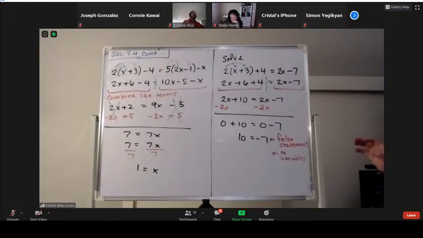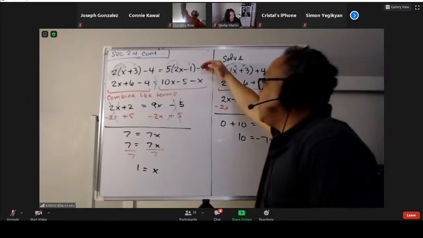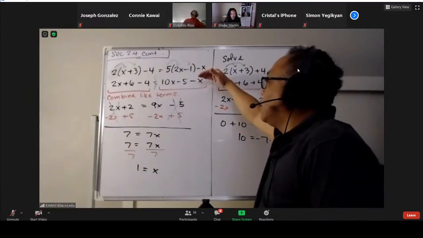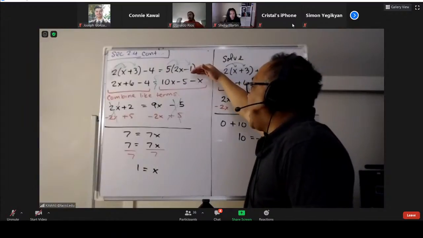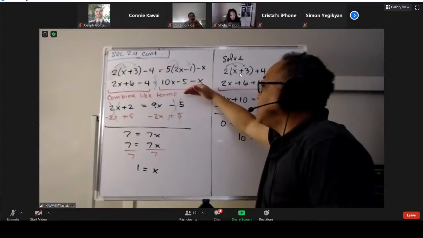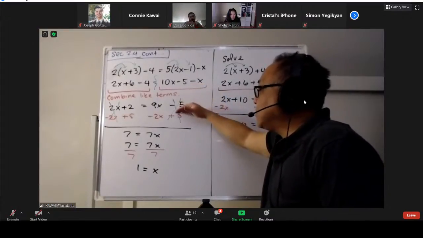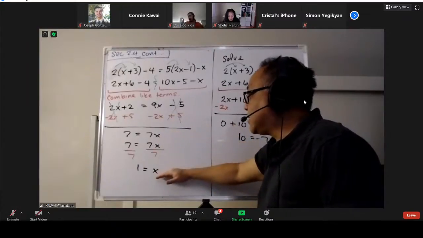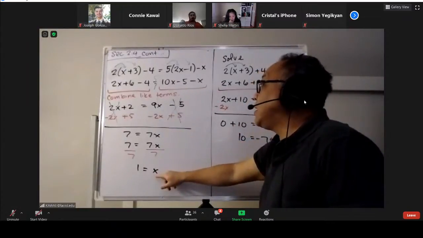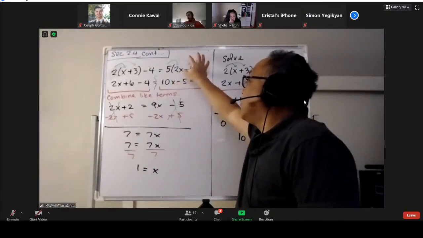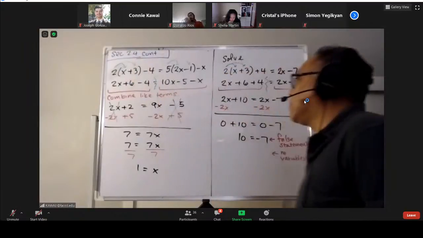All right, so let's think about what this means. When we're doing this, what we're doing is we're simplifying each line. We're saying the answer to this line is the same as the answer to this line. The answer to this line is the same as the answer to this line. The answer to this line is the same as the answer to this line. So since x is equal to 1 here, then if I put 1 in here, this side will be equal to that side.